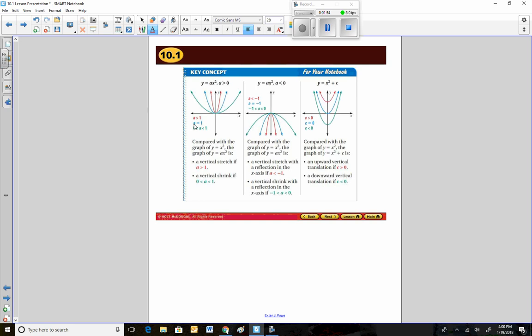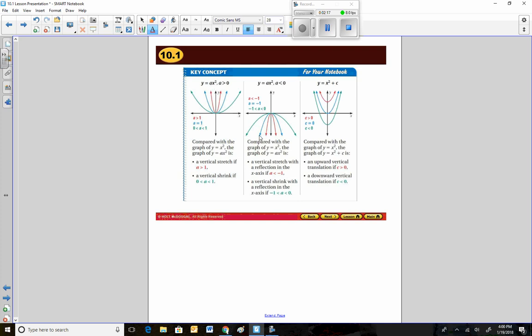All right. Now sometimes the parabolas will open up. The blue line here is the parent function, y equals x squared. The red parabola has a number bigger than 1 sitting in front of the x squared. The green parabola that's wider will have a fraction sitting in front of the x squared.